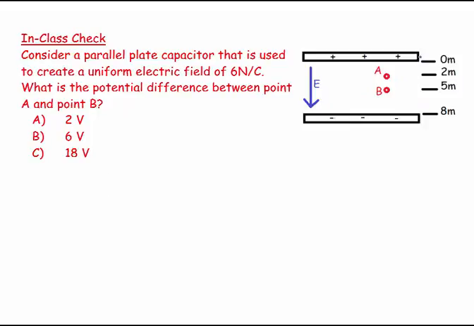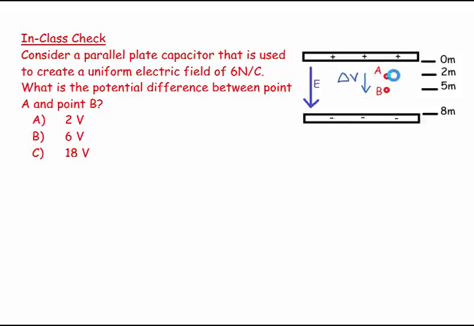The gap between the two metal plates is 8 meters, and I have one point of interest which is at 2 meters from the positive, and another point of interest which is at 5 meters from the positive. And I'd like to know the potential difference. It's my delta V. Now, I've not said if I'm going from positive to negative or negative to positive, and we'll talk about that in a minute because it does make a difference. But for the moment, I'm envisaging going from A to B.